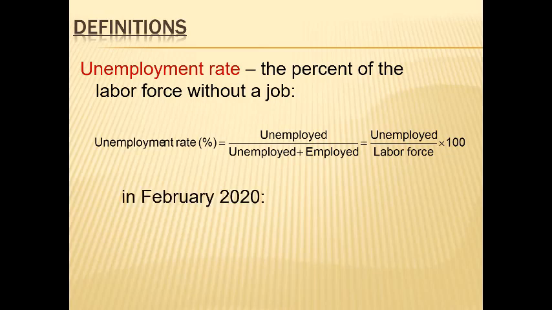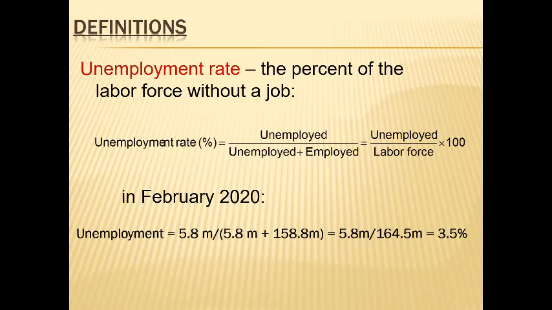Current data, which I'm recording this in March of 2020, so we always are looking back 1 month. The unemployment data is released by the United States Bureau of Labor Statistics on the first Friday of every month. So earlier this month we got the February data. And here's what it looked like. We had 5.8 million unemployed persons in the United States. We had 158.8 million employed persons for a total labor force of 164.5 million. And then when we do the ratio there, we see that we have unemployment rate at 3.5%.